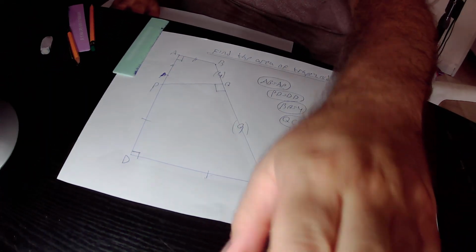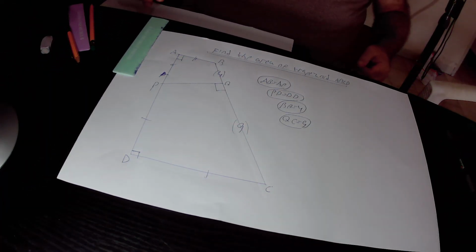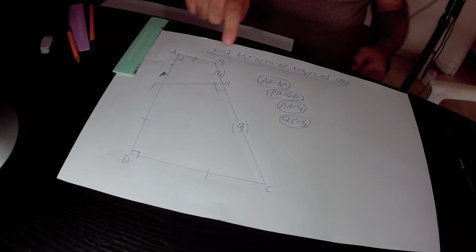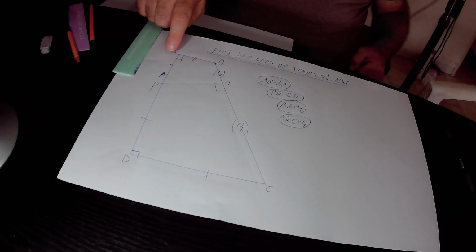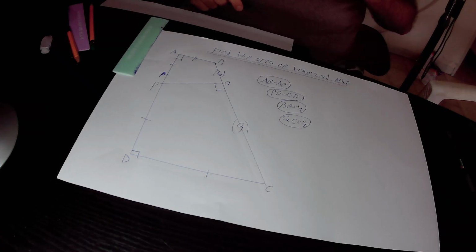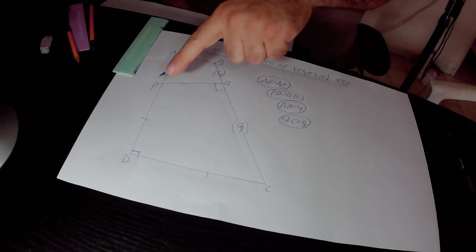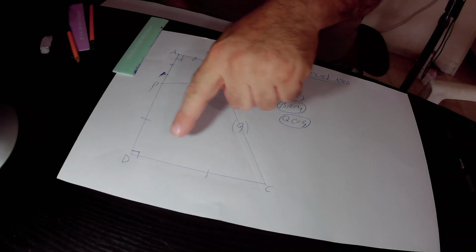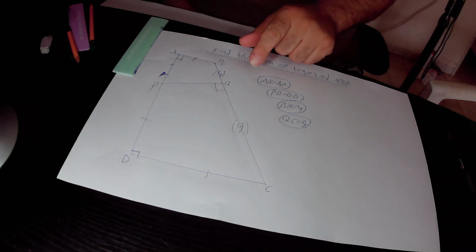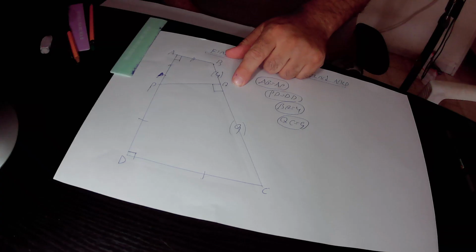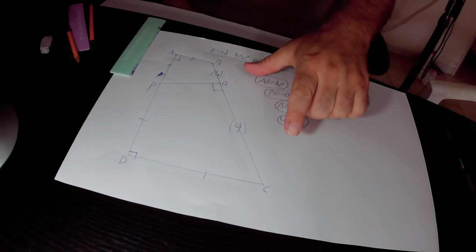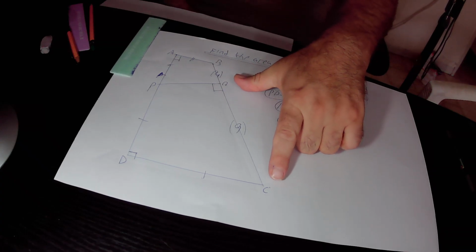And now in this lecture we'll find out the area of trapezoid ABCD. In the drawing we have trapezoid ABCD. We know that side AB equals line segment AP in its length. We also know that line segment PD is equal to side DC in its length. This is line segment BQ that is equal to 4 units in its length. This is line segment QC that is equal to 9 units in its length.